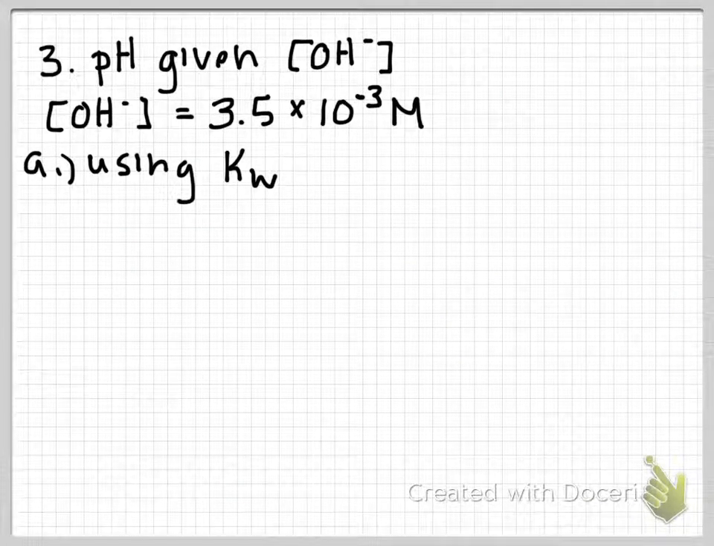The third type of calculation we're going to look at is pH given the hydroxide ion concentration. There are two methods we can use to do this. The first we'll look at is using Kw to relate back to H plus. Be careful not to directly plug this in and just do the negative log of this number, because pH is negative log of the H plus. So let's write that down.